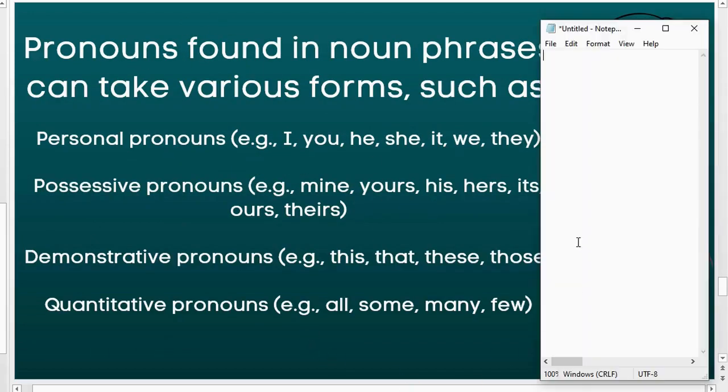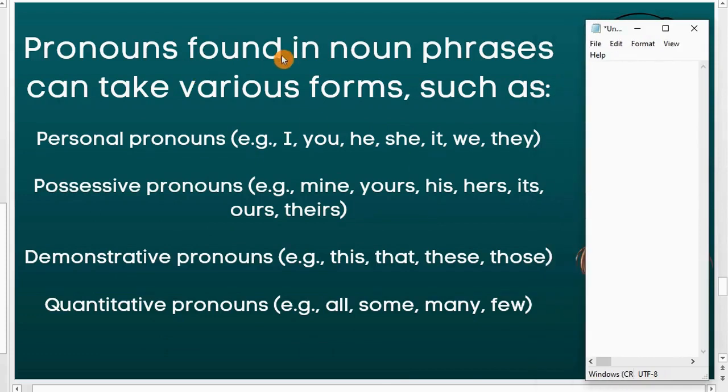Pronoun. Pronouns found in noun phrases can take various forms, such as personal pronouns: I, you, he, she, it, we, they. Personal pronouns, as I mentioned before, are first, second, and third person. And possessive pronouns: mine, yours, hers, its, ours, theirs. This is the possessive one if you talk about possession of something.